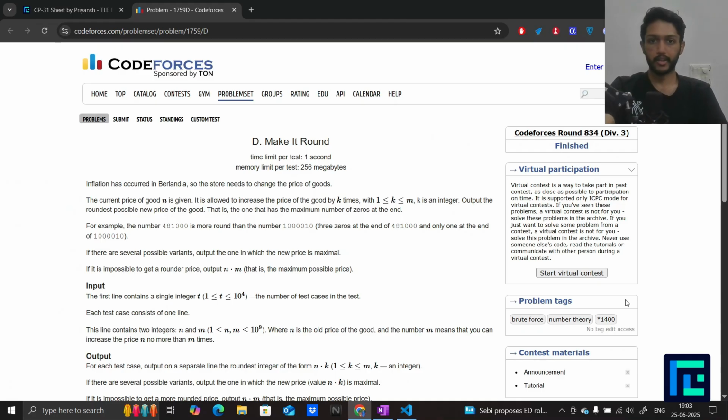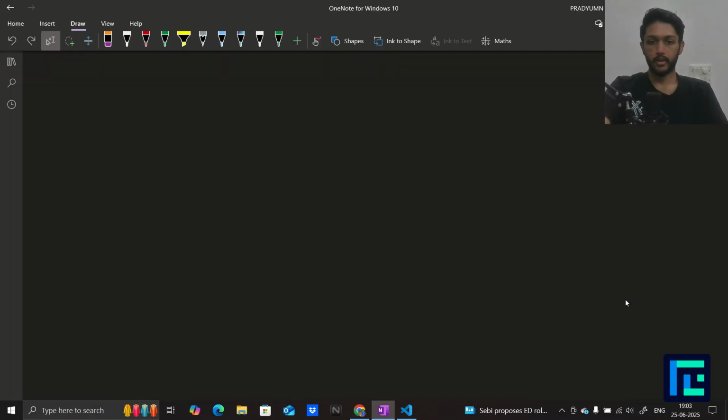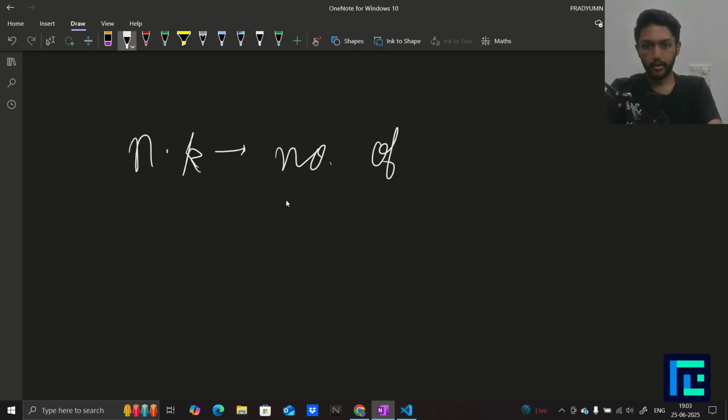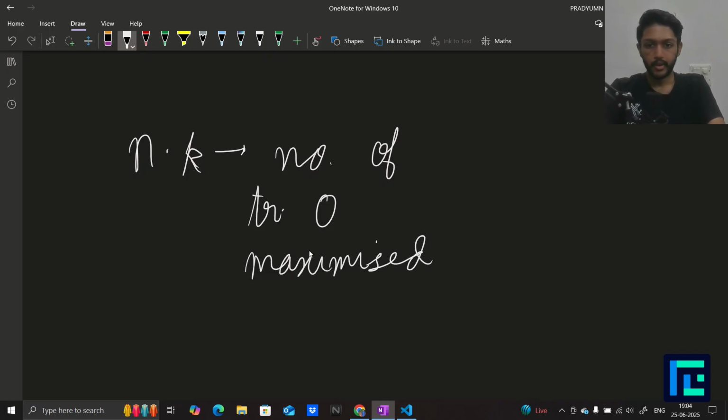Alright, so I'm assuming that you have tried the problem by yourself and you want the solution now. Okay, so basically, let's just focus on what we want. We want that in the number n into k, the number of trailing zeros is maximized. That is, whatever k we choose, n is given to us, but we can choose the k in such a way that the number of trailing zeros is maximized.